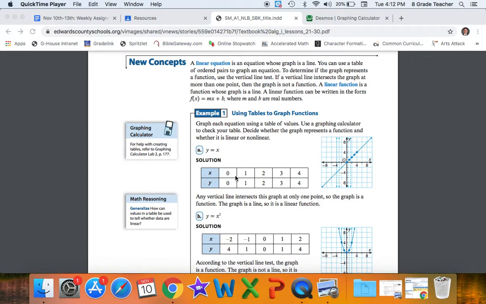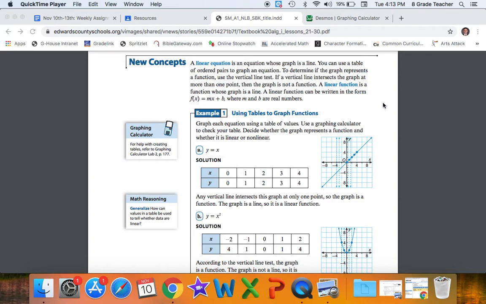If you would then go graph those as ordered pairs, your x value gives you your right and left movement from the origin on the x-axis, and your y value gets the up or down movement based on being positive or negative. So this is graphed 0, 0, 1, 1, 2, 2, 3, 3, 4, 4. Once you've got all those points graphed, you actually draw a line and connect the dots to show where that line goes, and then you can use the vertical line test to see if it is a linear function.